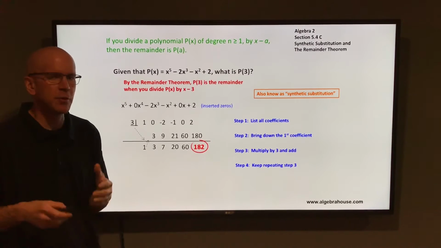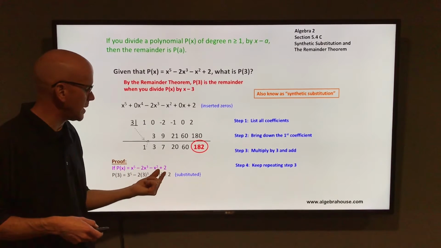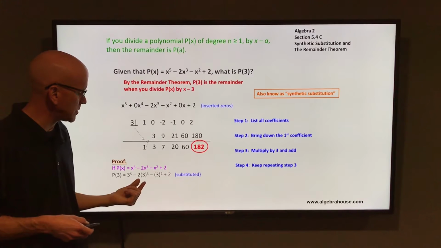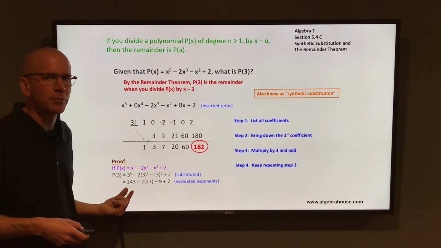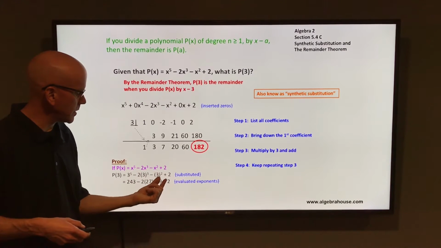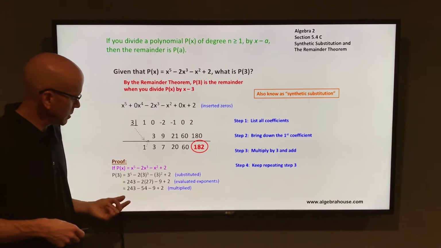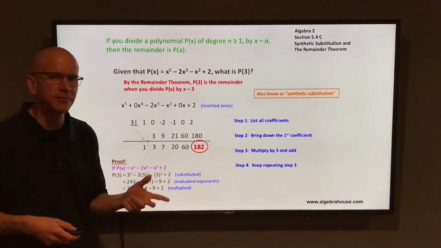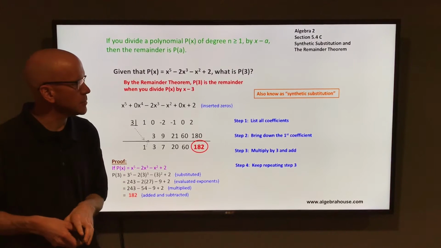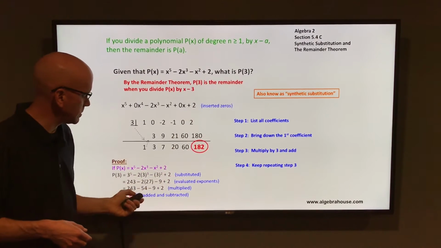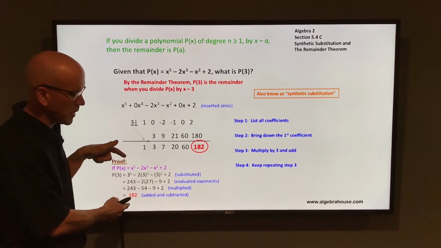Now just to check that with the old-fashioned way of substituting in, I'm going to manually go through and substitute 3 in for x. So when you do that, you have 3 to the fifth minus 2 times 3 to the third minus 3 squared plus 2. Evaluate 3 to the fifth, it's 243. 3 to the third is 27, and 3 squared is 9. Multiply 2 times 27, that is 54. So you have 243 minus 54 minus 9 plus 2. Cross your fingers and hope that we get 182. And we do. If you add and subtract there, that is 182. So you can see that when you substitute 3 in for x, you get 182. But it's a much more efficient way to use synthetic substitution than the old method of substituting in.